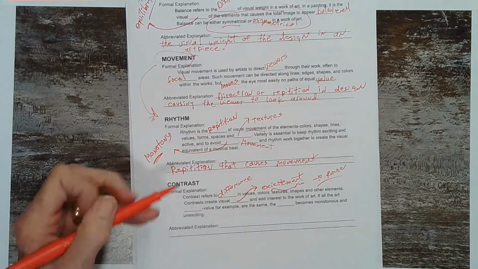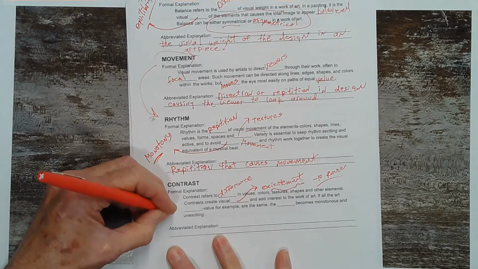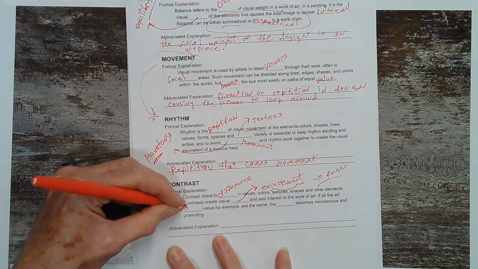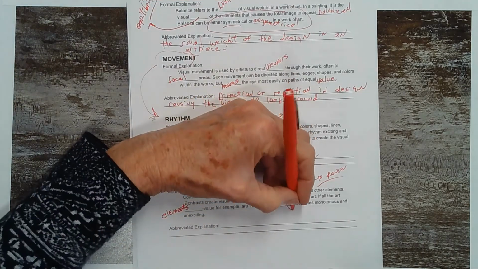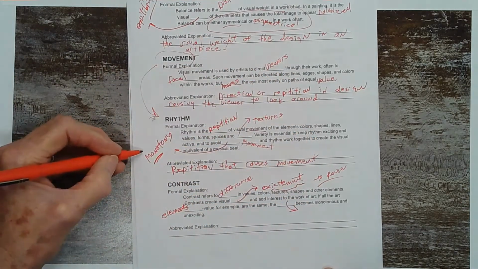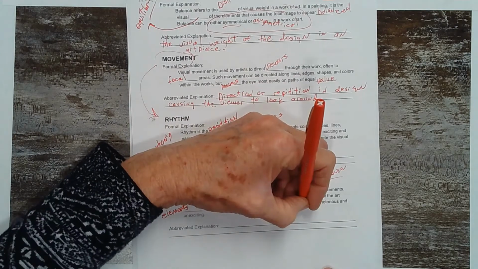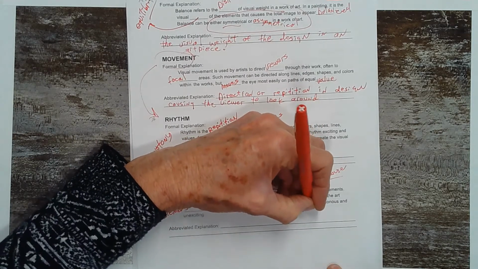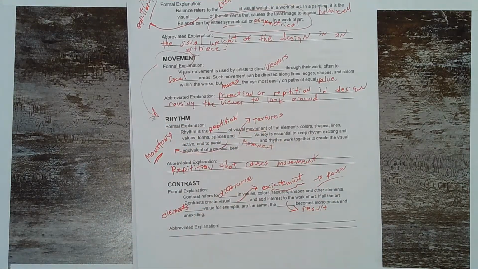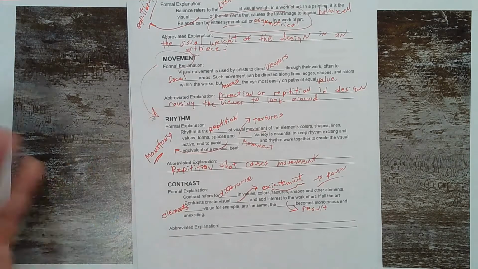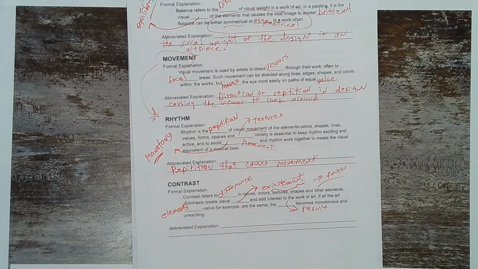If all the art elements, value for example, are the same, the result becomes monotonous. That means too much the same thing and unexciting. So contrasts make things more exciting to look at. And we build contrast, even just using lights and darks builds nice contrast into your art.